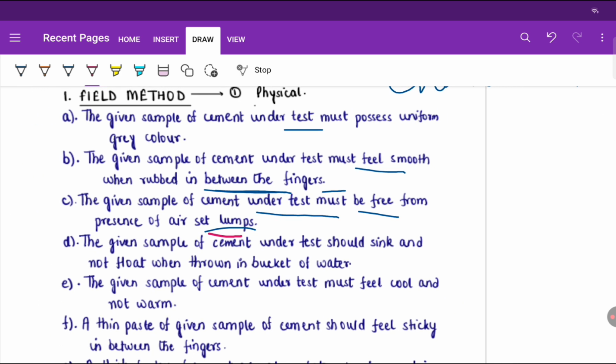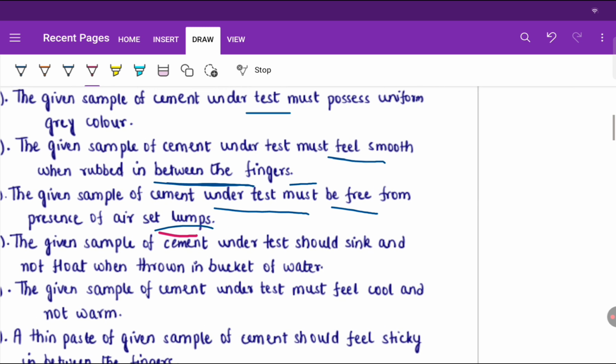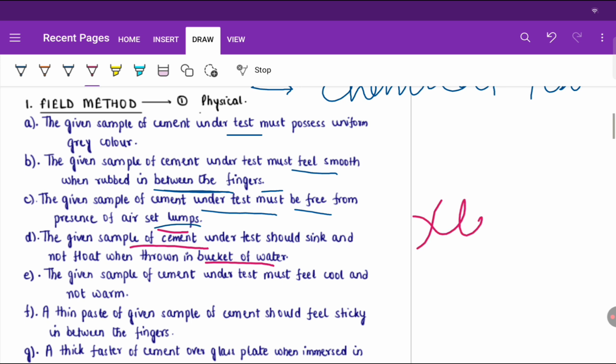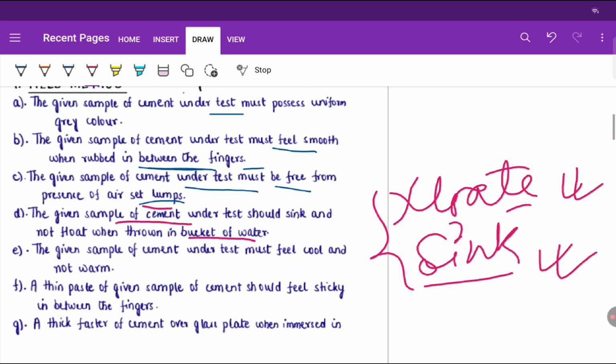Next one is the given sample of cement under test should sink and not float when thrown in a bucket of water. When we throw the cement sample in the bucket of water, for a little bit of time it may float and then it will sink at the bottom. First of all, it will float for some time, then it will sink finally.